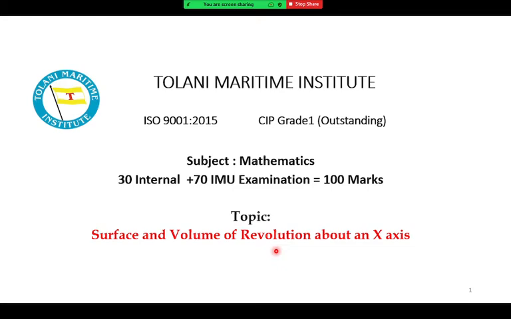So come to the topic, surface and volume of revolution about an x-axis. That is the topic that we have in our syllabus. For this topic, you should know rectification first. What is rectification? Rectification is a process of obtaining the length of the curve. So finding the length of the curve from the small length, that process is known as rectification. We are rectifying the small length to the entire length of the curve.